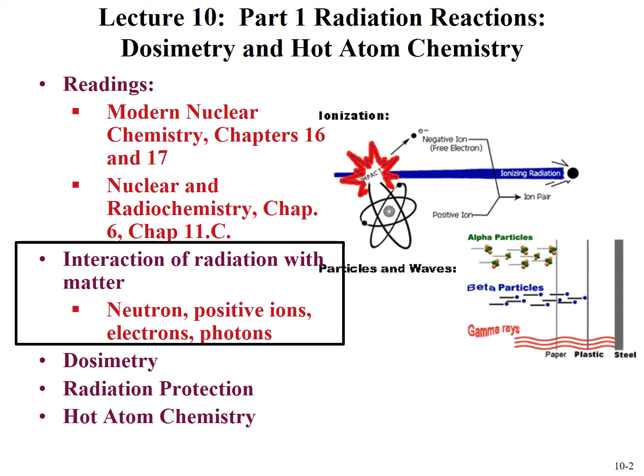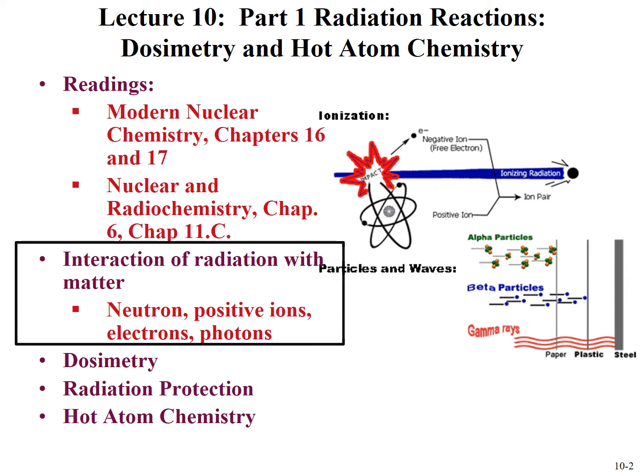Part 1 of the lecture on radiation reactions is going to cover the interaction of radiation with matter. It's going to talk about different reactions based upon the particle. So we'll discuss neutrons. Obviously the big difference with neutrons is no need to overcome a charge barrier. We'll talk about positive ions, alpha particles, electrons, negative ions. Then we'll also talk about photon interactions.